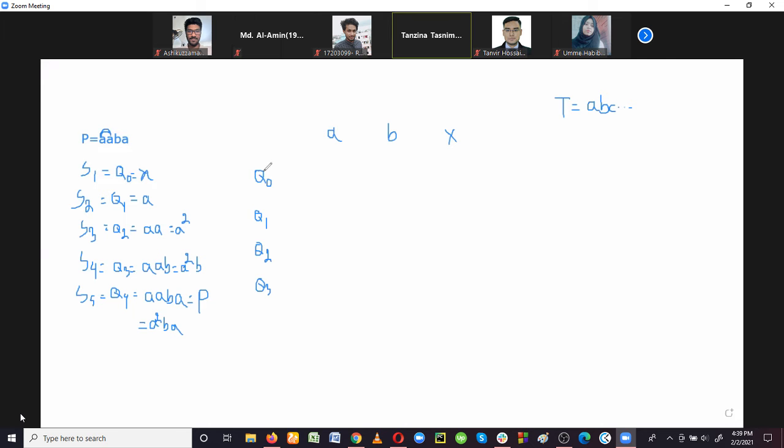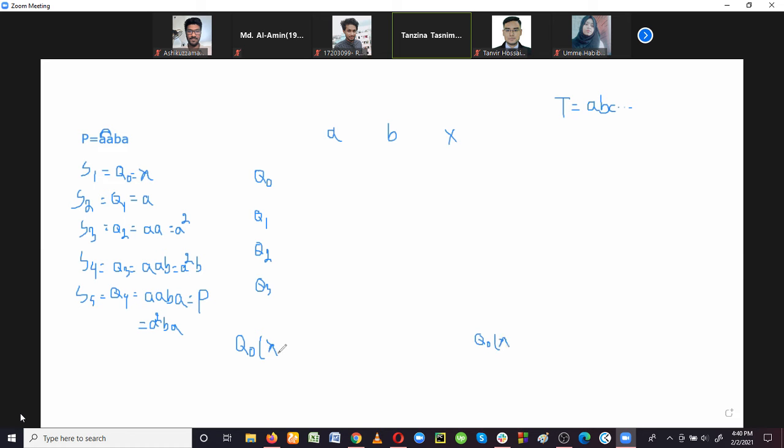So these are our states, right? Each of the states, Q0, Q1, Q2, Q3, can accept three types of character: one is A, another is B, and another is C, D, or any other value. So what is the value of Q0? The value of Q0 is lambda. And Q0 can accept A, B, or X.